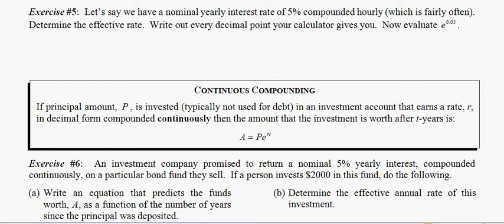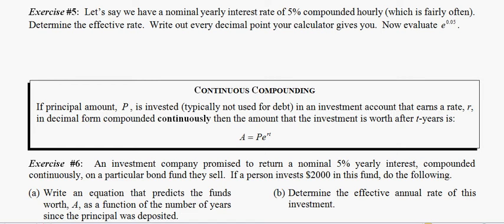It says, let's say we have a nominal yearly interest rate of 5% compounded hourly, which is fairly often. Determine the effective rate. Write out every decimal point your calculator gives you. Now evaluate e to the 0.05. All right, so this is going to kind of bridge the gap with what we did in the last lesson with continuous growth.